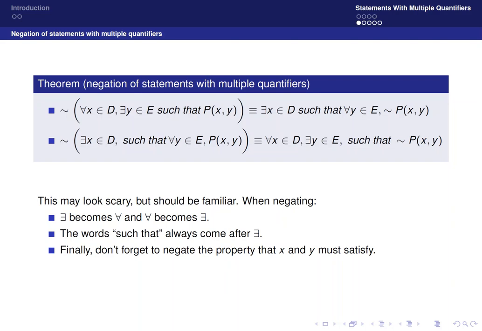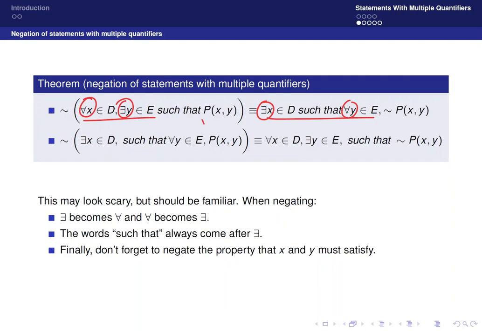Now, how do you go about finding the negation of statements with multiple quantifiers? In the last section, we said that the negation of a universal is going to be an existential, and the negation of an existential is going to be a universal. Well, when multiple existentials and universals show up at the same time in the same problem, we basically do the same thing. So regardless of what order they're in, we negate in that same order. The universal becomes an existential, and the existential becomes a universal.